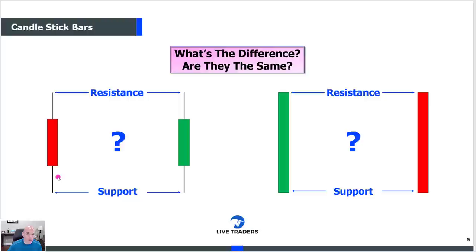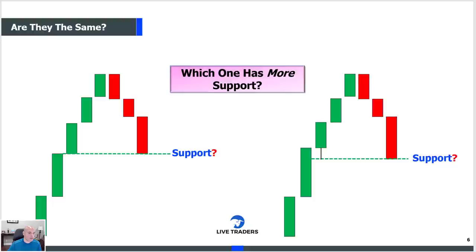I can genuinely say there is a certain level of support here. There's a certain level of resistance here. I cannot say that over here. I just don't know if it was just the clock ticked from 4 minutes to 5 minutes and it just kept on going up. There's no real support there. Let's take a look. Okay.